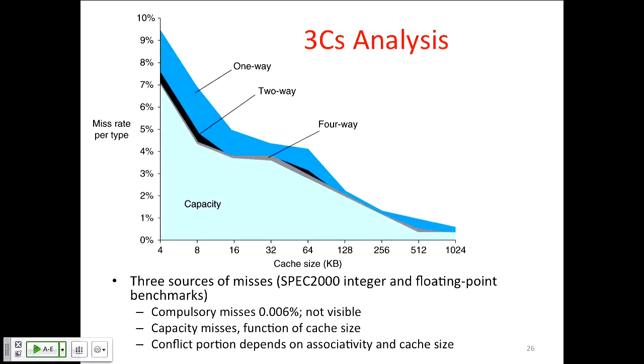Okay. So looking at data, so now you've got a way of generating this data. You can now do the analysis and run it on some programs. And this was for the SPEC 2000 integer and floating point benchmarks. So what the graph is showing is the x-axis is the cache size, in powers of 2 from 4K to 1 megabyte. And the y-axis is the miss rate. And the different colors represent the different sources of those misses. So conflict, capacity, compulsory. Right?